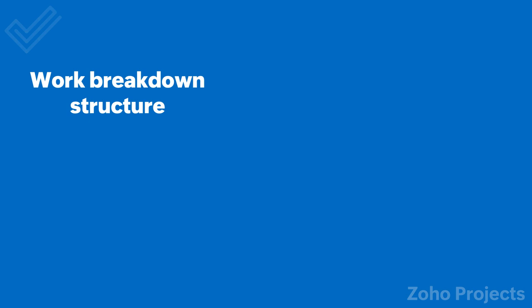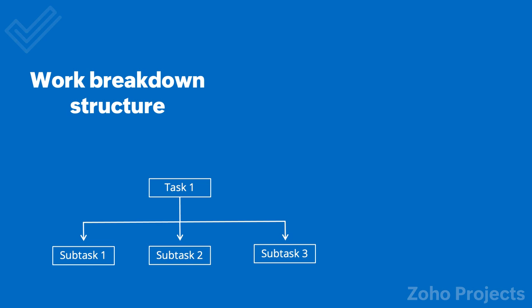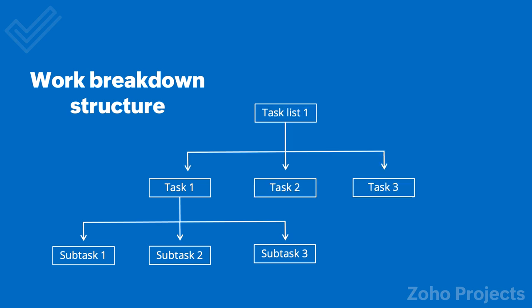Let's understand the hierarchy deployed in projects first before we look at a sample project. Your work items and goals are structured into milestones, task lists, tasks, and subtasks. A group of subtasks together form a task. A group of tasks together form a task list. And a group of task lists together form a milestone.